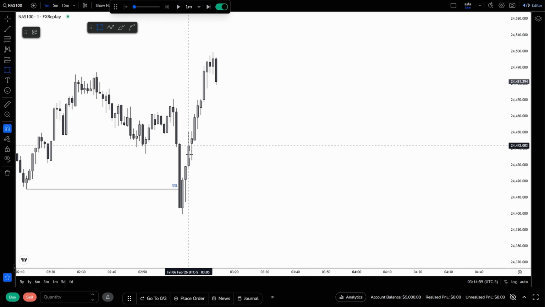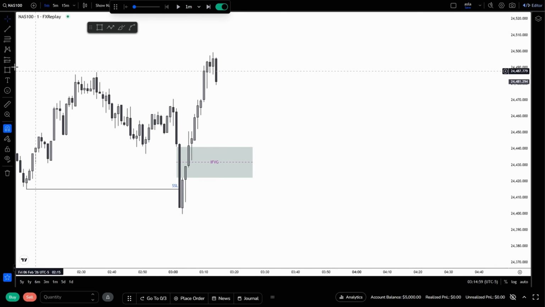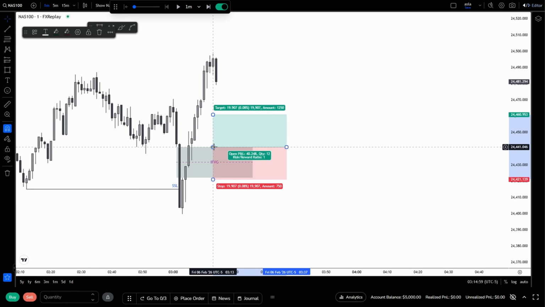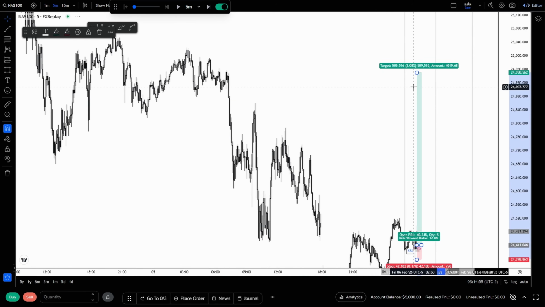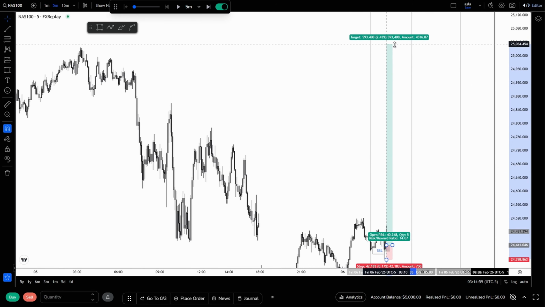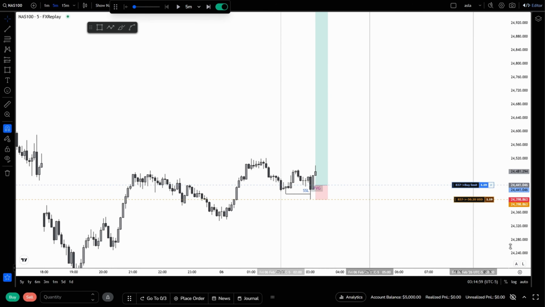After the sweep, we drop down to the lower time frame for confirmation. On the lower time frame, we have an inverse fair value gap, and that is what we use for our first entry. Once price trades back into that inverse fair value gap, we execute the trade. The stop loss goes above the recent high, and now we let London deliver.